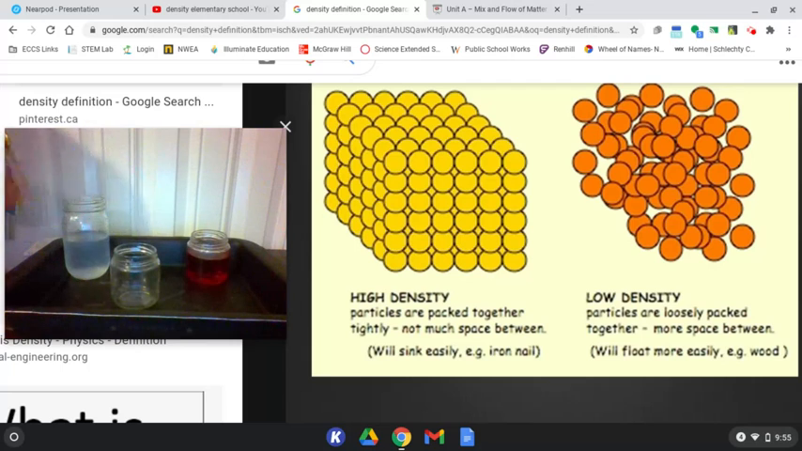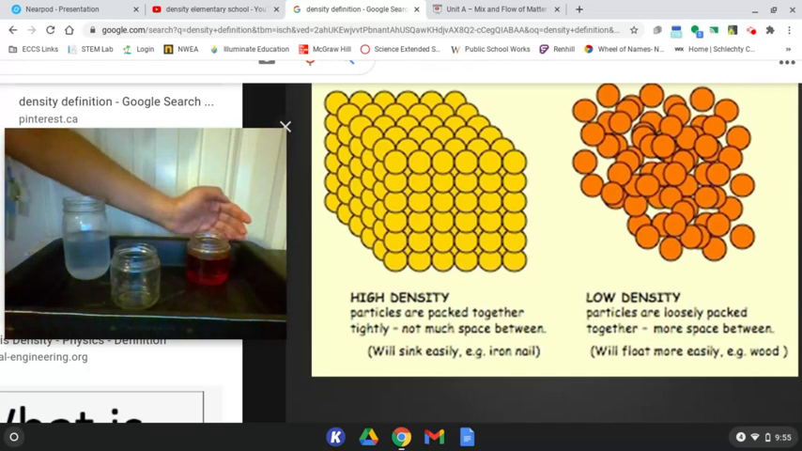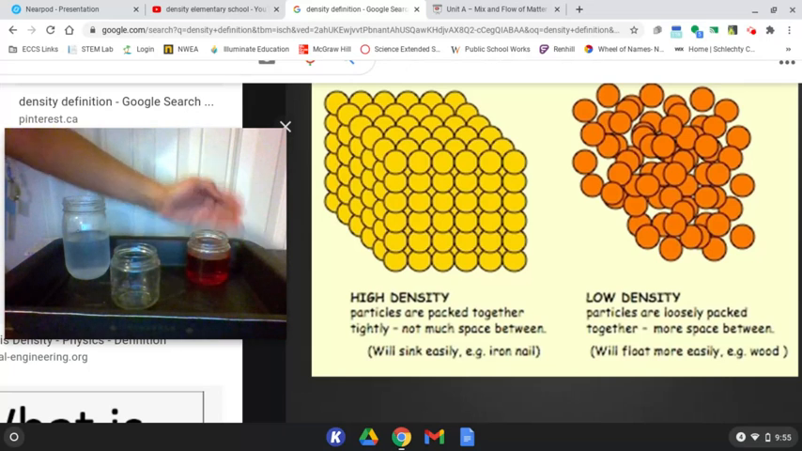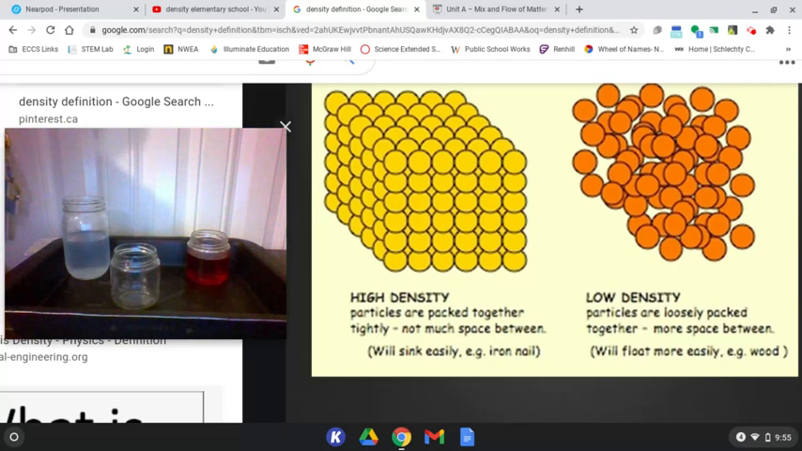So items that are cold are more dense because the items are closer together. And then items or substances that are hot are less dense because the molecules move further apart. So when you mix these, what do you think is going to happen? So if I put cold on the bottom and then hot on top, what do you think will happen?